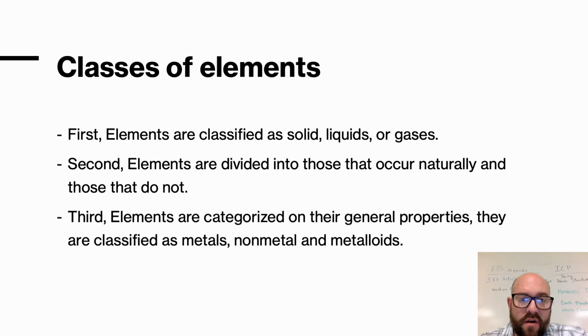Third, elements are categorized on their general properties. They are classified as metals, nonmetals, and metalloids. In the periodic table, metals are located on the left, nonmetals are located on the right, and metalloids are in between.